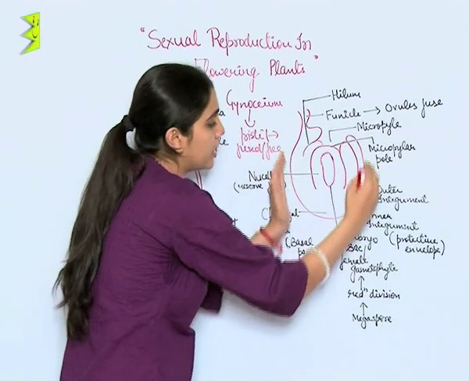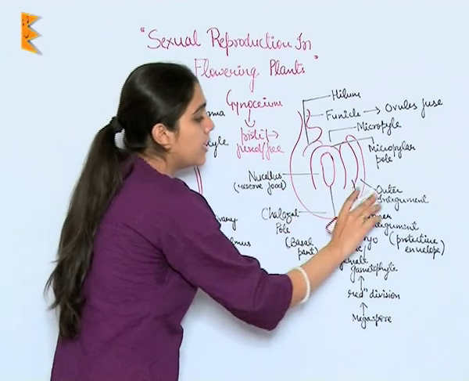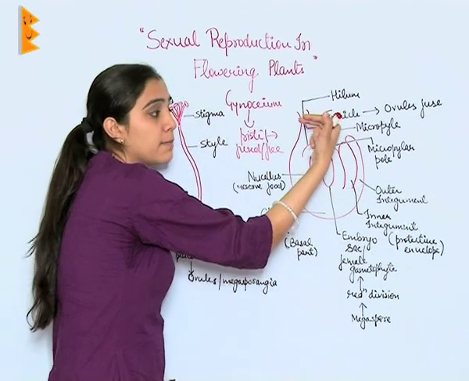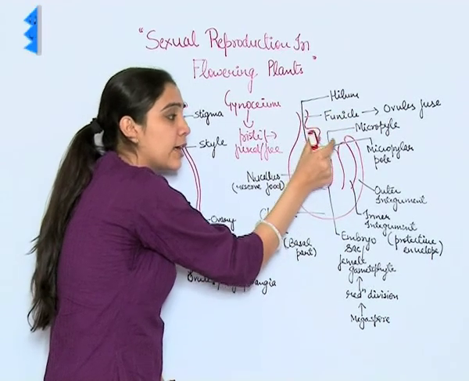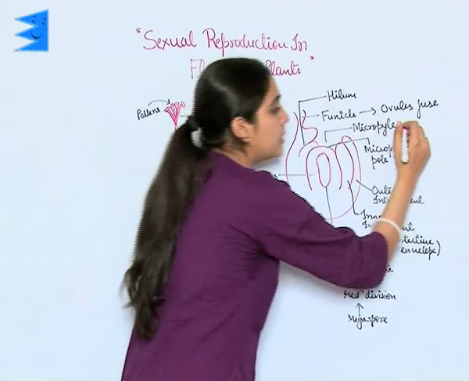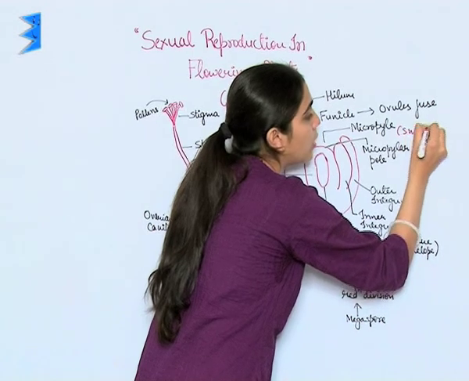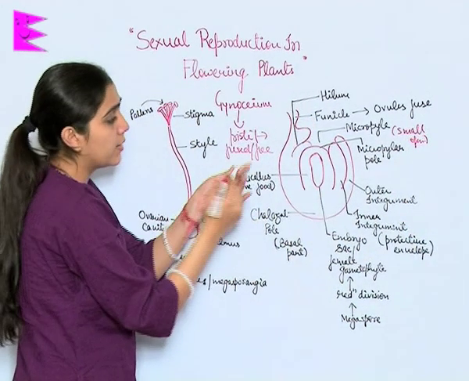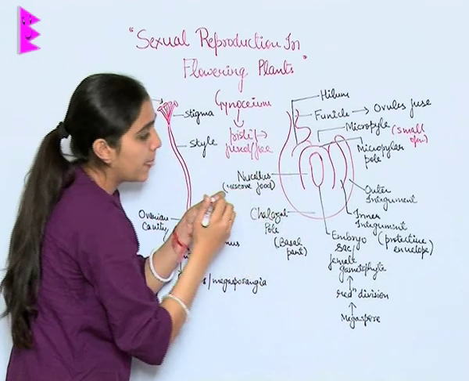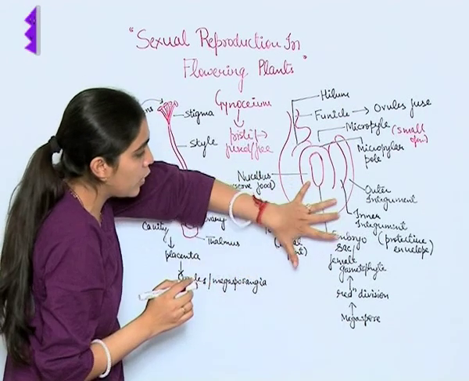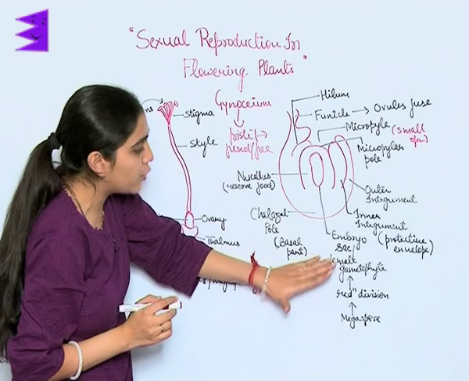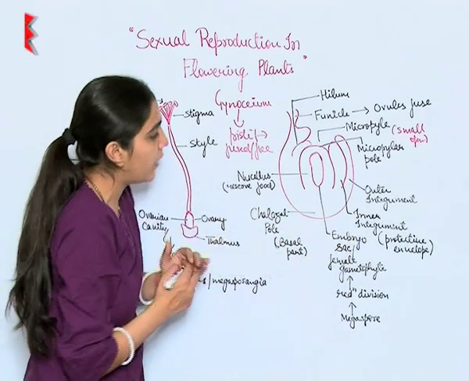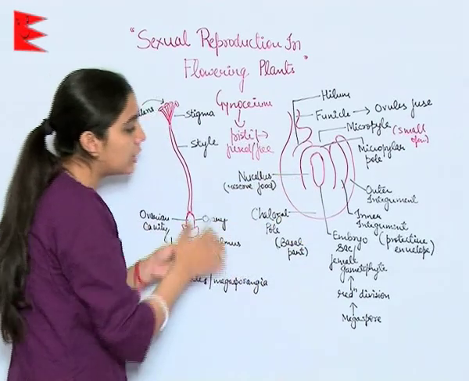What happens here is, these two integuments protect it, but this micropyle is a small opening. This is nothing but a small opening which allows the entry of pollen. This is the embryo sac, which is the female gametophyte. Like pollen is the male gametophyte, it helps in fertilization.